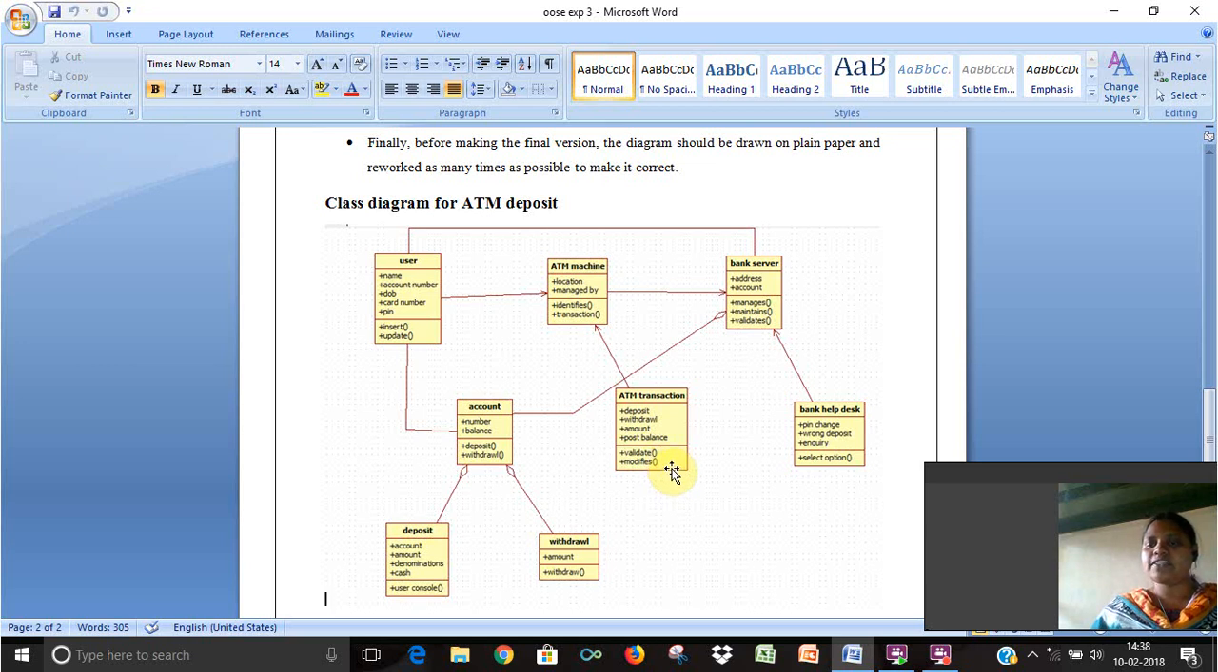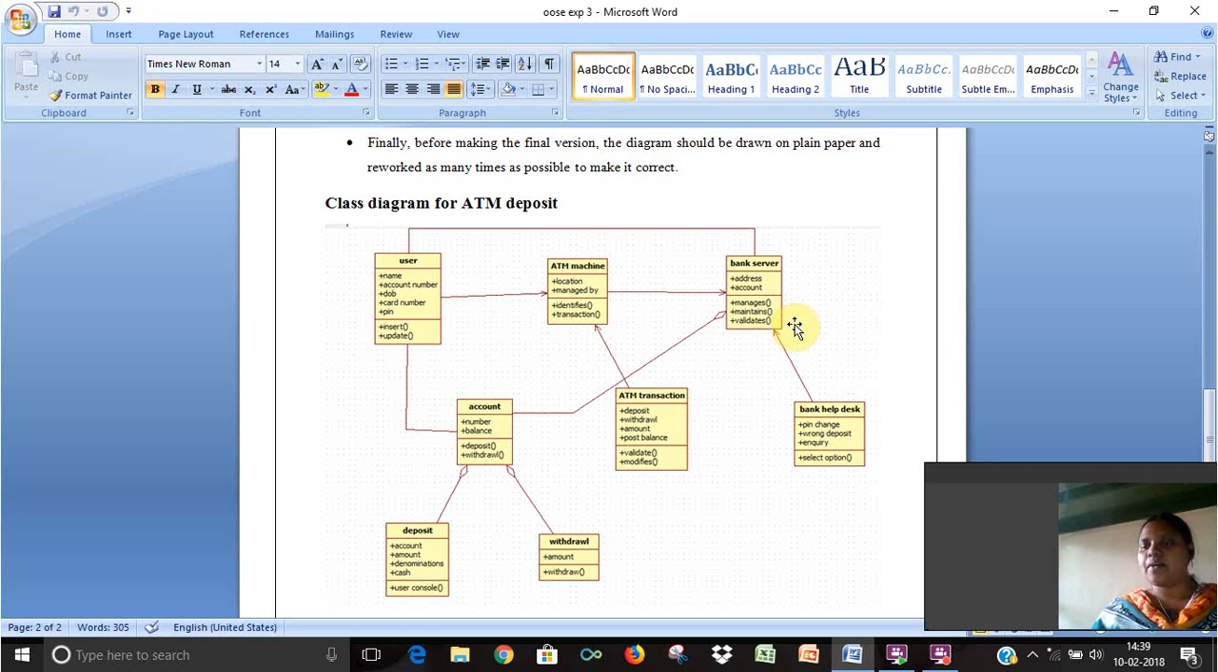If we deposit money, it will validate the cash and take it. If we are going to withdraw money, it will validate the amount, and if it is available, then it will give the money. Coming to the bank server, there should be an address. For the bank server there will be some accounts. Everyone will have different account numbers. There are some methods like manages, maintains, and validates.